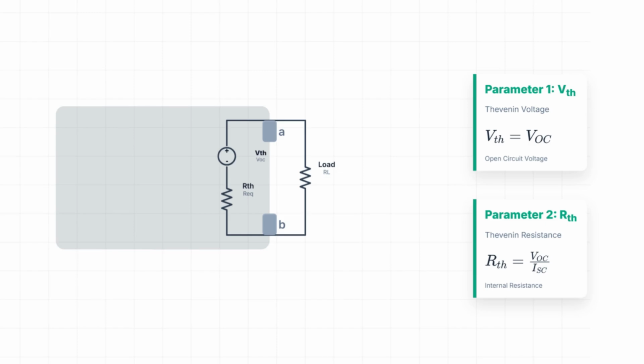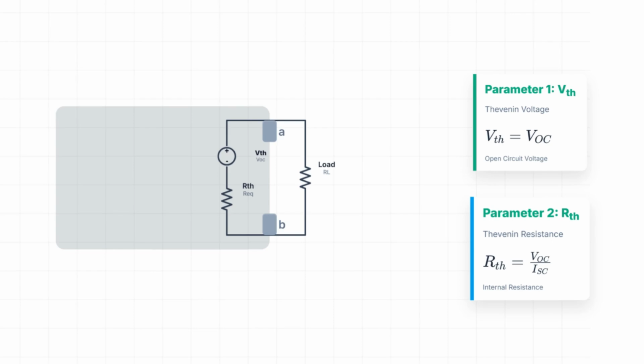So, a Thevenin equivalent has exactly two parameters. Let's define them precisely. Parameter 1, the Thevenin voltage. This is the voltage you measure across the terminals when nothing is connected. We call this the open circuit voltage, VOC. V Thevenin equals V open circuit. This represents the maximum voltage the circuit can provide. It's the push available.